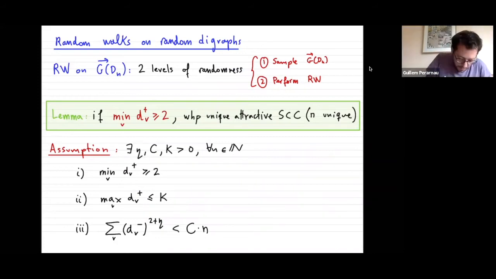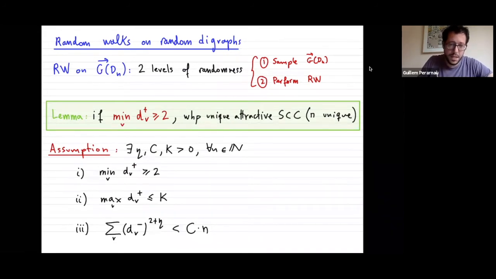So these are going to be the assumptions I'm going to take for my degree sequence. It's natural to think about the minimum out degree being at least 2 in order to make the problem interesting. Otherwise, it's rather trivial. And we're going to also take a couple of more conditions.